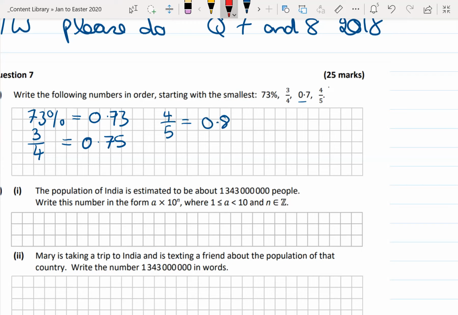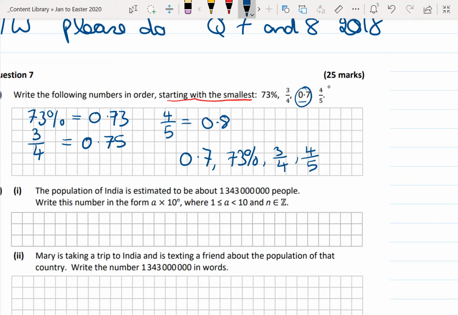Okay, so what have we to do? We have to start with the smallest. The smallest number there is the 73%. So 73%, that is the smallest one. Then the next smallest one would be, no, apologies, I'm wrong. The smallest number is, in fact, 0.70. Then the 73%, then the 3/4. Then the biggest number is the 4/5.